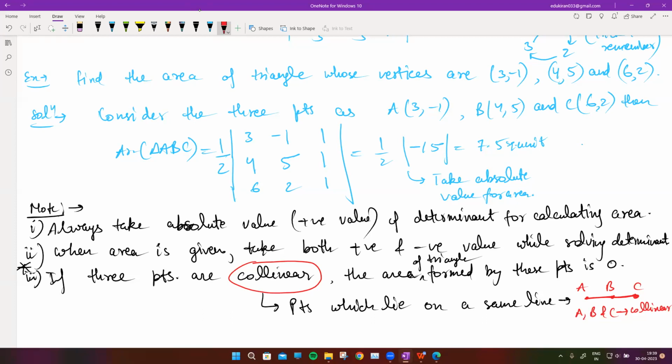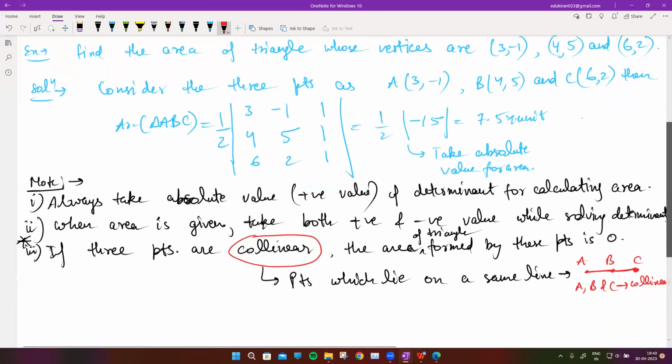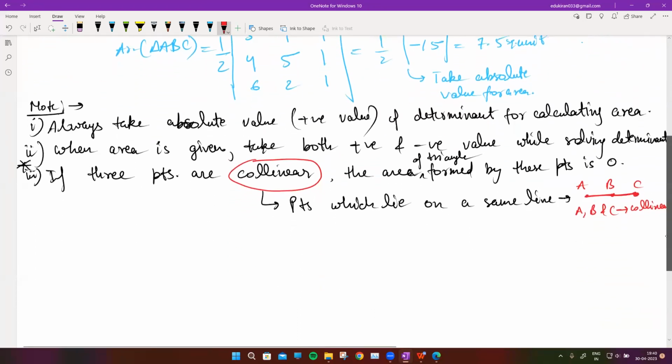Sometimes you will be asked to show that these 3 points are collinear. If they ask you to show, then you will find out the area, you will solve the determinant, and you will see that the answer of the determinant is 0. Right? This is the first application. Then the second application is sometimes you will be asked to find out the equation of a straight line which is passing through 2 points.